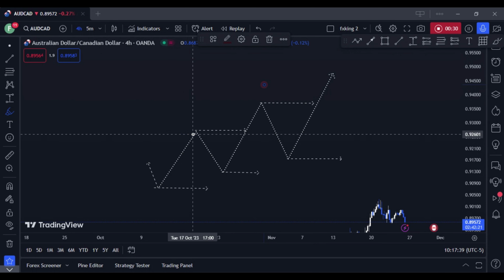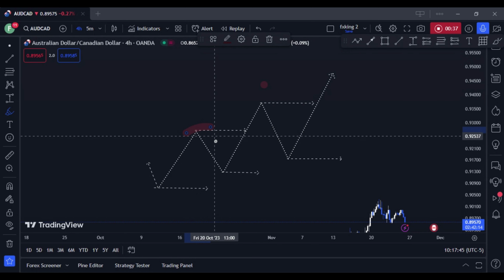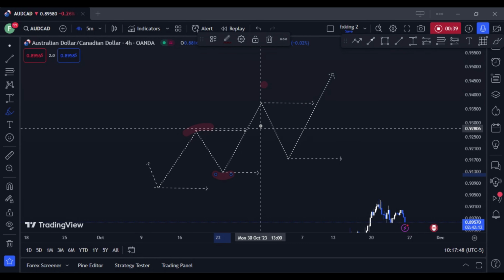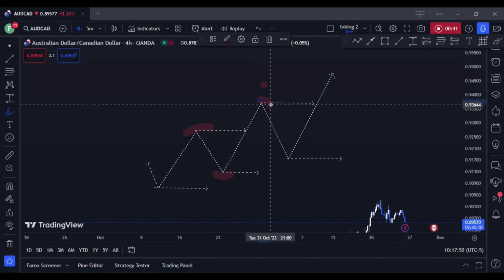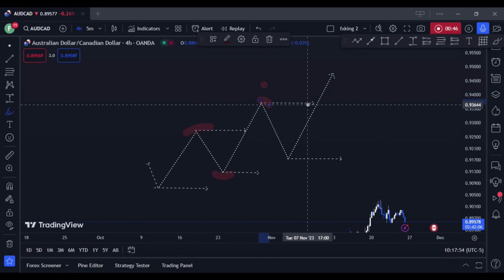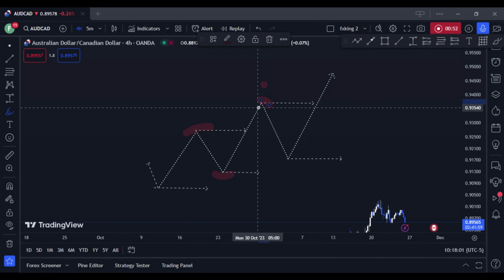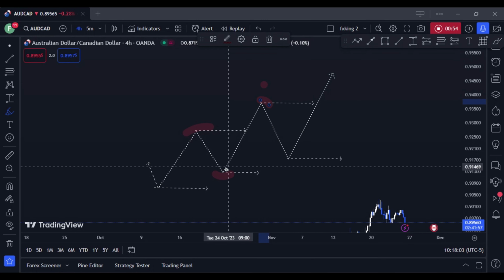Whenever there is a break of structure, like it's the case here, creating this higher high, it creates another higher low and it creates another higher high. So after the break of this higher high, this is our trading range. That means this is the zone where we are looking for buys.